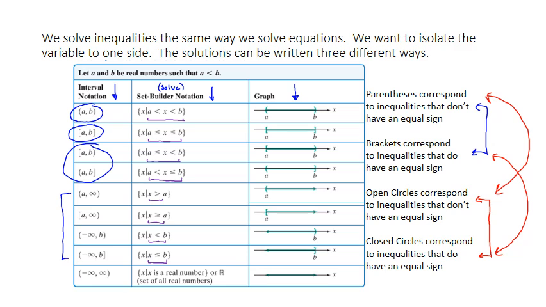One thing to note about these is that the infinities and negative infinities always get parentheses because they are not an actual number you can count to. You cannot include them, so you can never equal infinity. So make sure you always use parentheses on that.